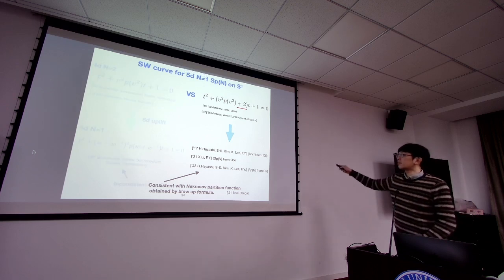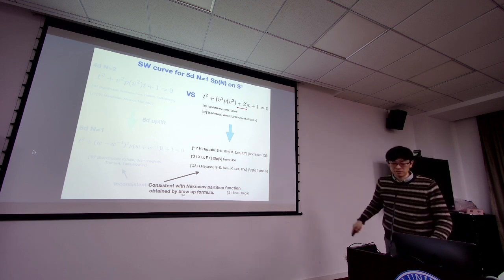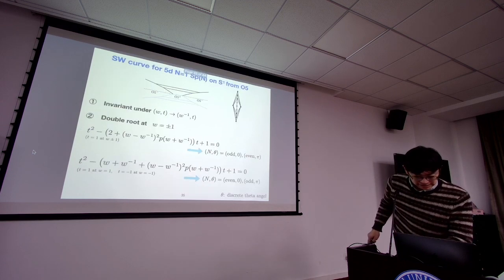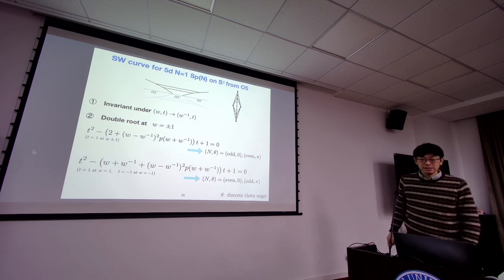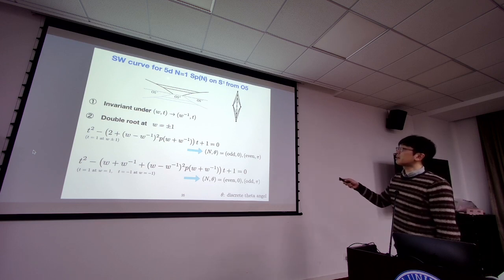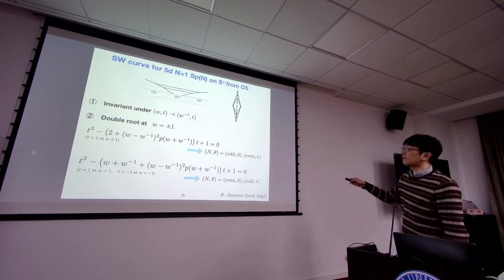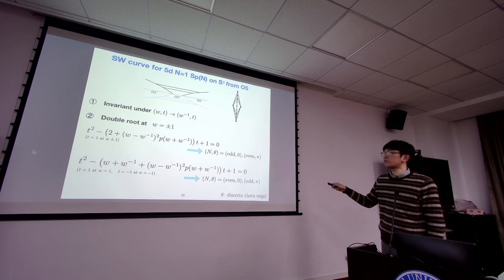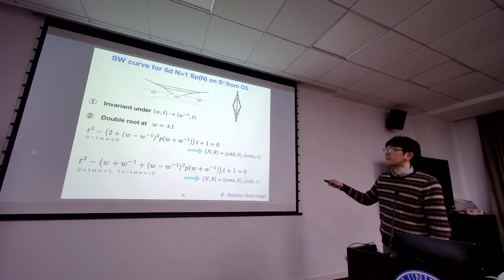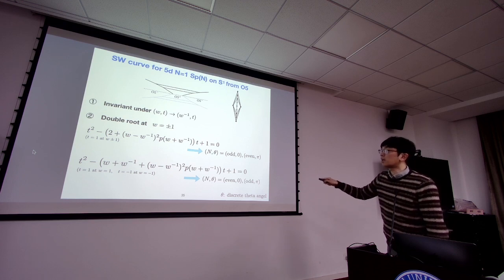So nowadays, I claim that we should believe this side, and it's consistent with the Nekrasov partition function. What I did is actually the Seiberg-Witten curve for 5D Sp(N) and S1 from O5. This is one of the issues. And then again, we impose the Z2 invariance and the condition of double root.